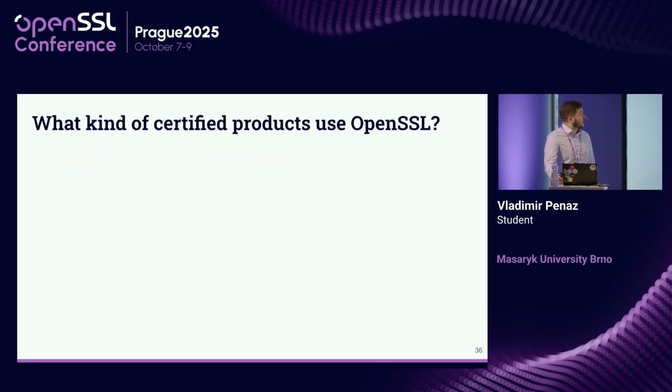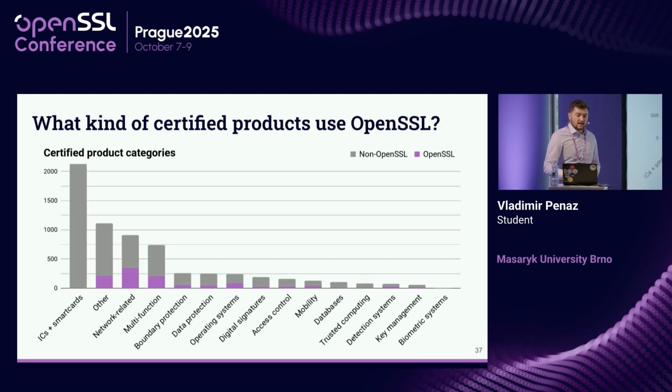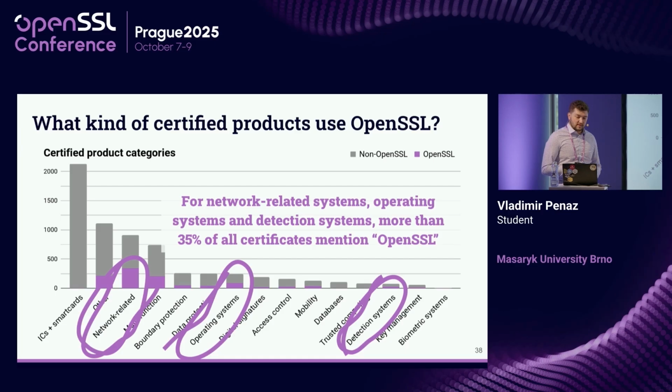Then we asked what kind of products are certified and using OpenSSL. And all the Common Criteria certificates can be split into those categories. And as you can see, those 3 categories, which are network-related systems, operating systems, and detection systems, are mentioning OpenSSL in more than 35% of certificates, which is quite a significant amount.